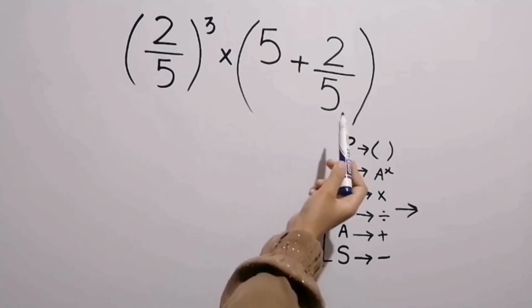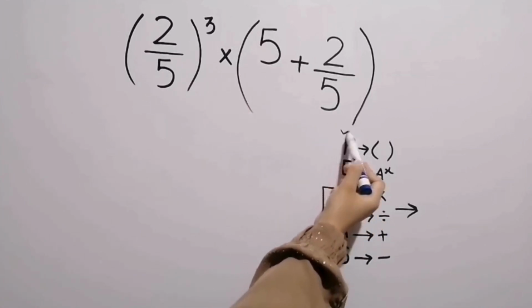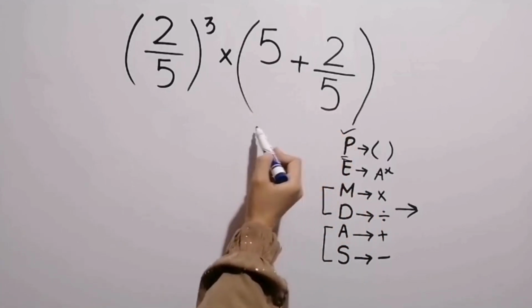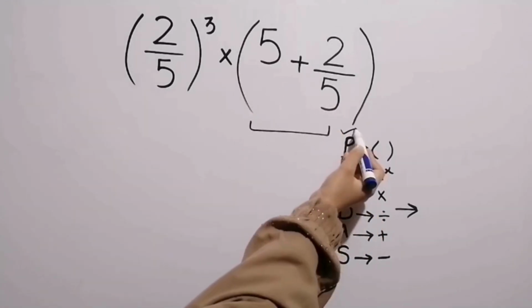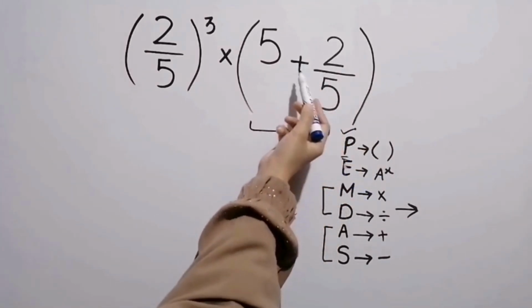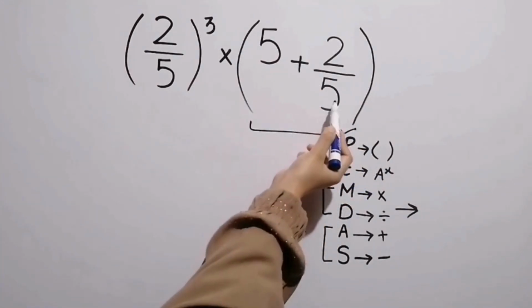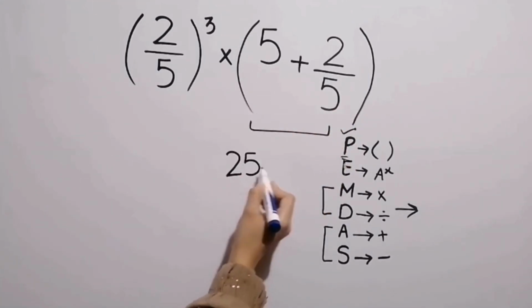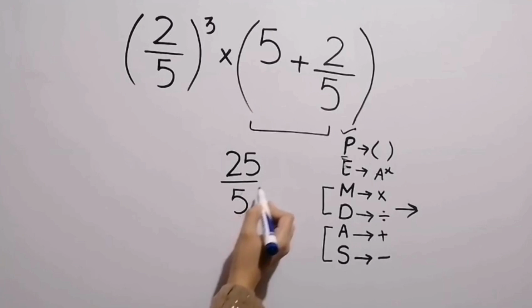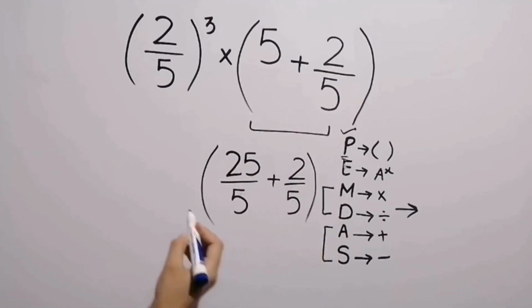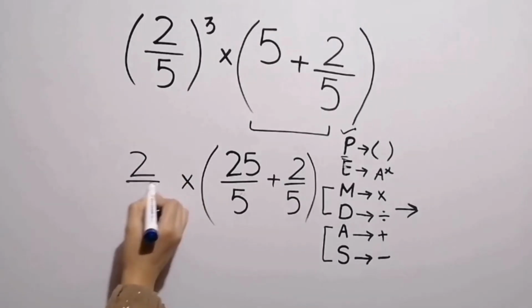According to the PEMDAS rule in this question, first we simplify the parentheses. Inside the parentheses we have 5 plus 2 over 5. Since the denominator of this fraction is 5, we can write 5 as 25 over 5. Okay guys? Now the question is 2 over 5 to the power of 3, times open parenthesis 25 over 5 plus 2 over 5.